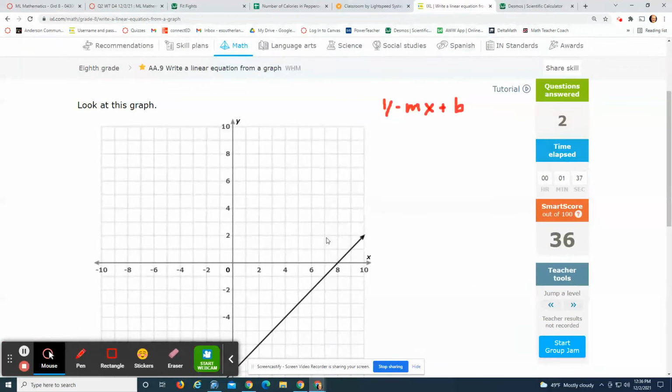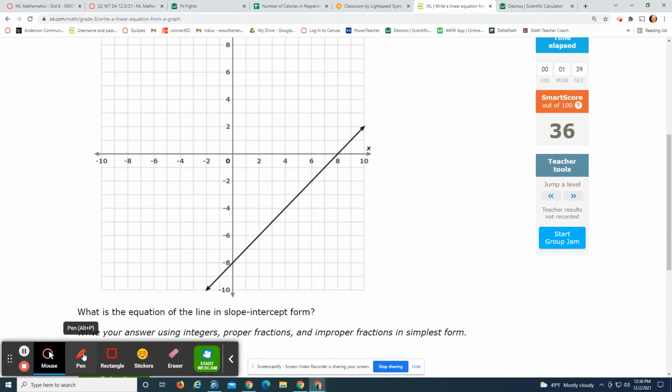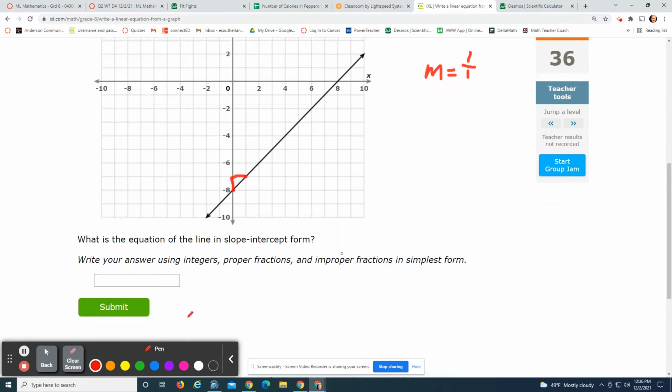We still want to write the equation y equals mx plus b. We need to know what b is. In this case, it is -8. And then we follow the line until it crosses again. It rises 1 and runs 1. So the slope is 1 over 1. Left to right, it's going up, so it's positive. So the equation we would type in is y equals 1 over 1x minus 8.